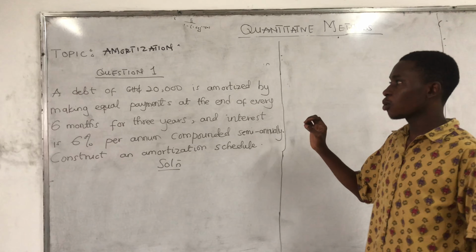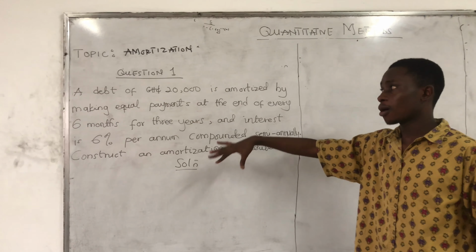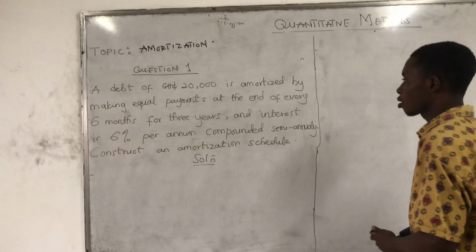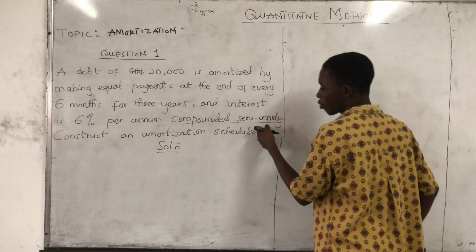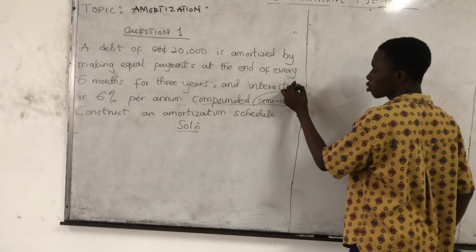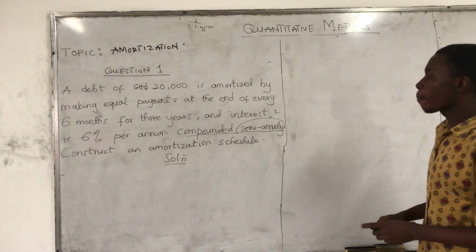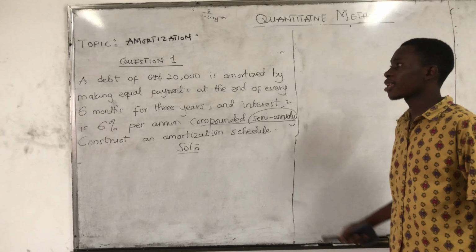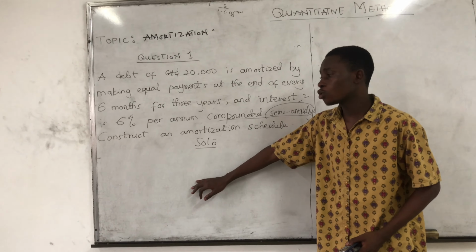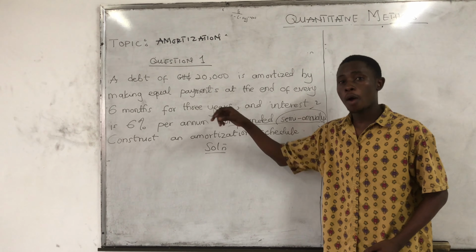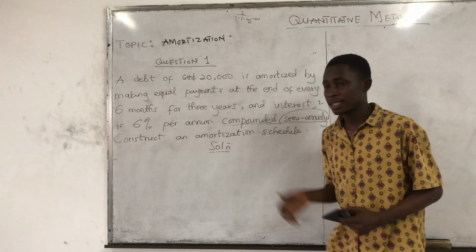The amortization given in the question has a compounding period in it, which is semi-annual, which is 2. Because there is a compounding period in this particular question, the amortization formula we are going to use is the one with the compounding period.